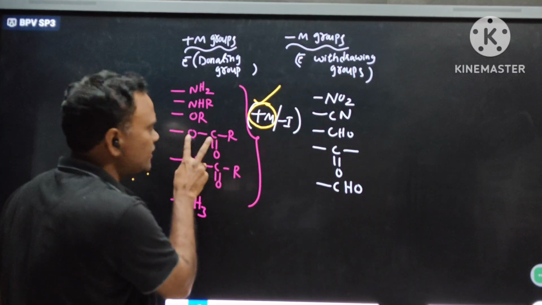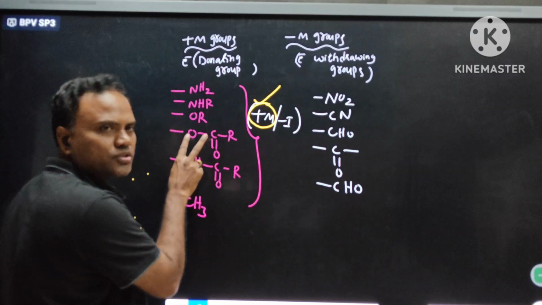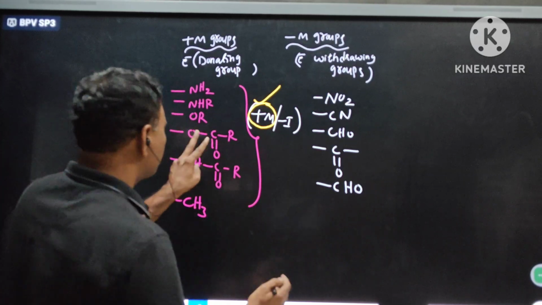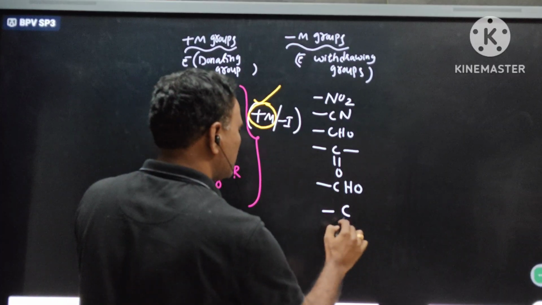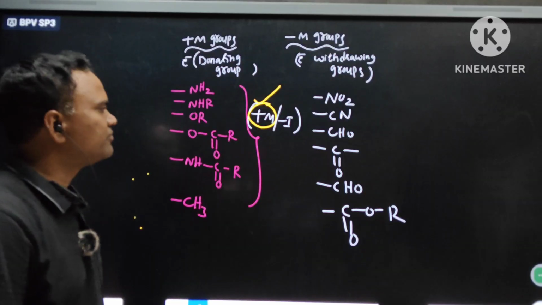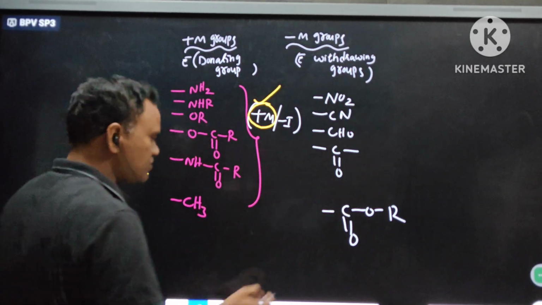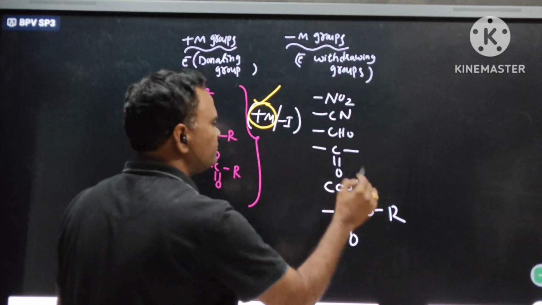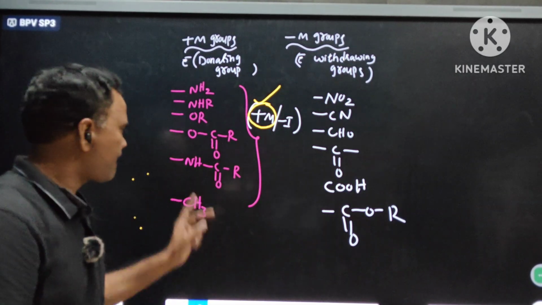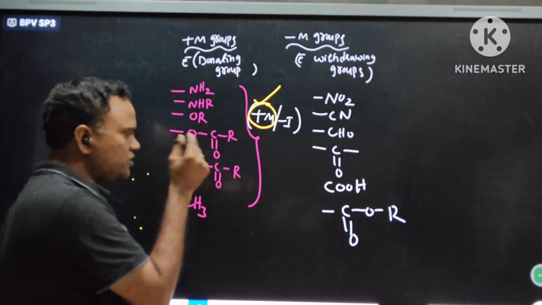What did I do? Swap. C double bond will come this side, O will come this side. Swap here, then its nature will change. C double bond O. Aldehyde repeated two times. Carboxylic acid, instead of writing COOH, here also swap this. CO will come here, NH will come here.